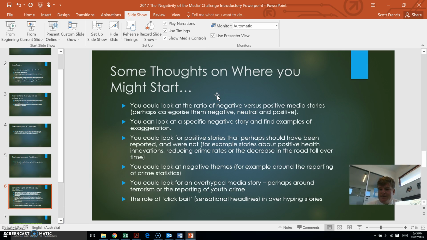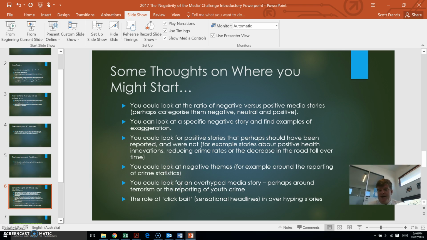So, thoughts on where you might start, because we've started with a really big topic. Maybe you could look at the ratio of negative and positive media stories, categorising them into negative, neutral and positive. You could look at specific negative stories and find examples perhaps of exaggeration or where they've only reported one side of a story. You could look for positive stories that you think should have been reported and see if they were. For example, stories about positive health innovations, reducing crime rates or the decrease in the road toll in Queensland over time.